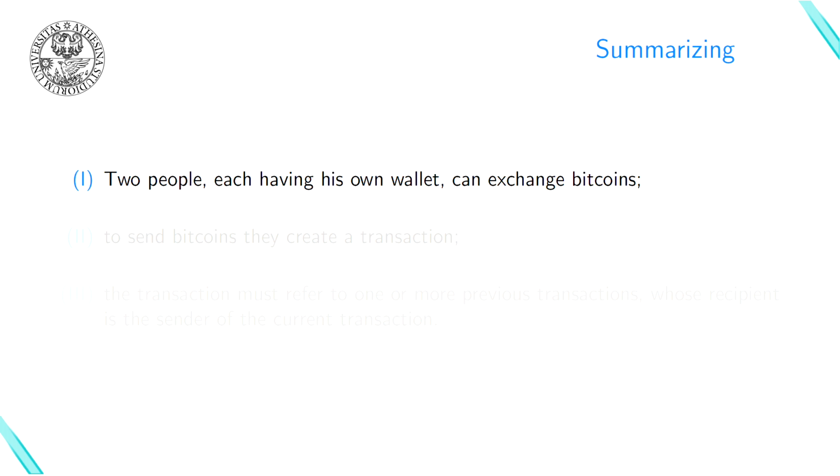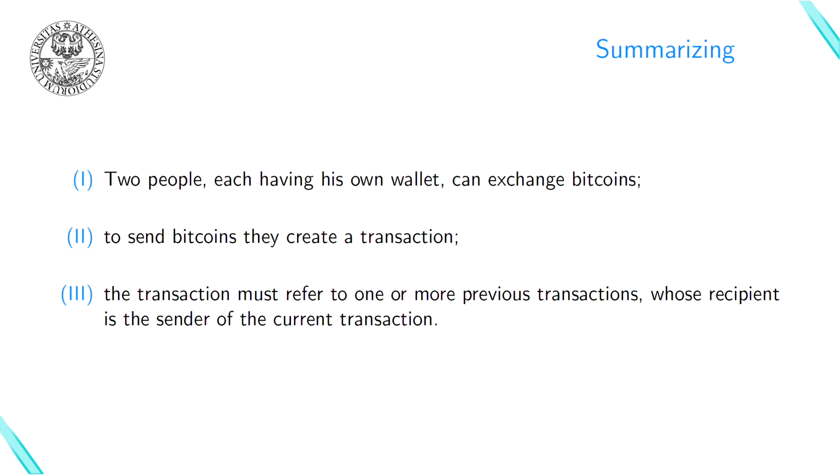We can summarize what we have seen in this chunk. Two people, each having his own wallet, can exchange bitcoins. To send bitcoins, they need to create a transaction. The created transaction must refer to one or more previous transactions whose recipient is the sender of the current transaction.